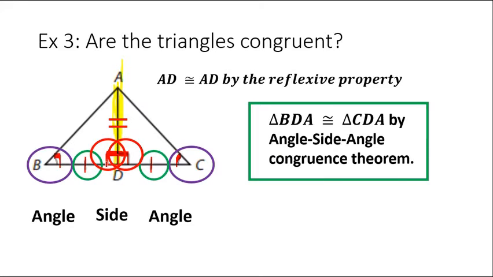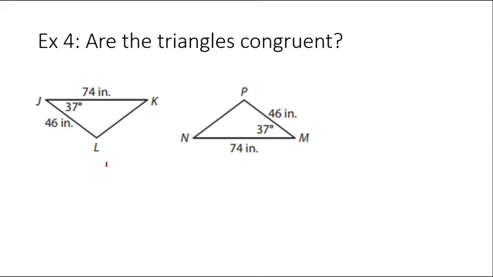Okay, so let's get into example 4. So again, here, are these triangles congruent? Let's just see what information they give us. So they give us 46 inches on the other triangle. So that means those two sides correspond to each other. And there's an angle included between the two.